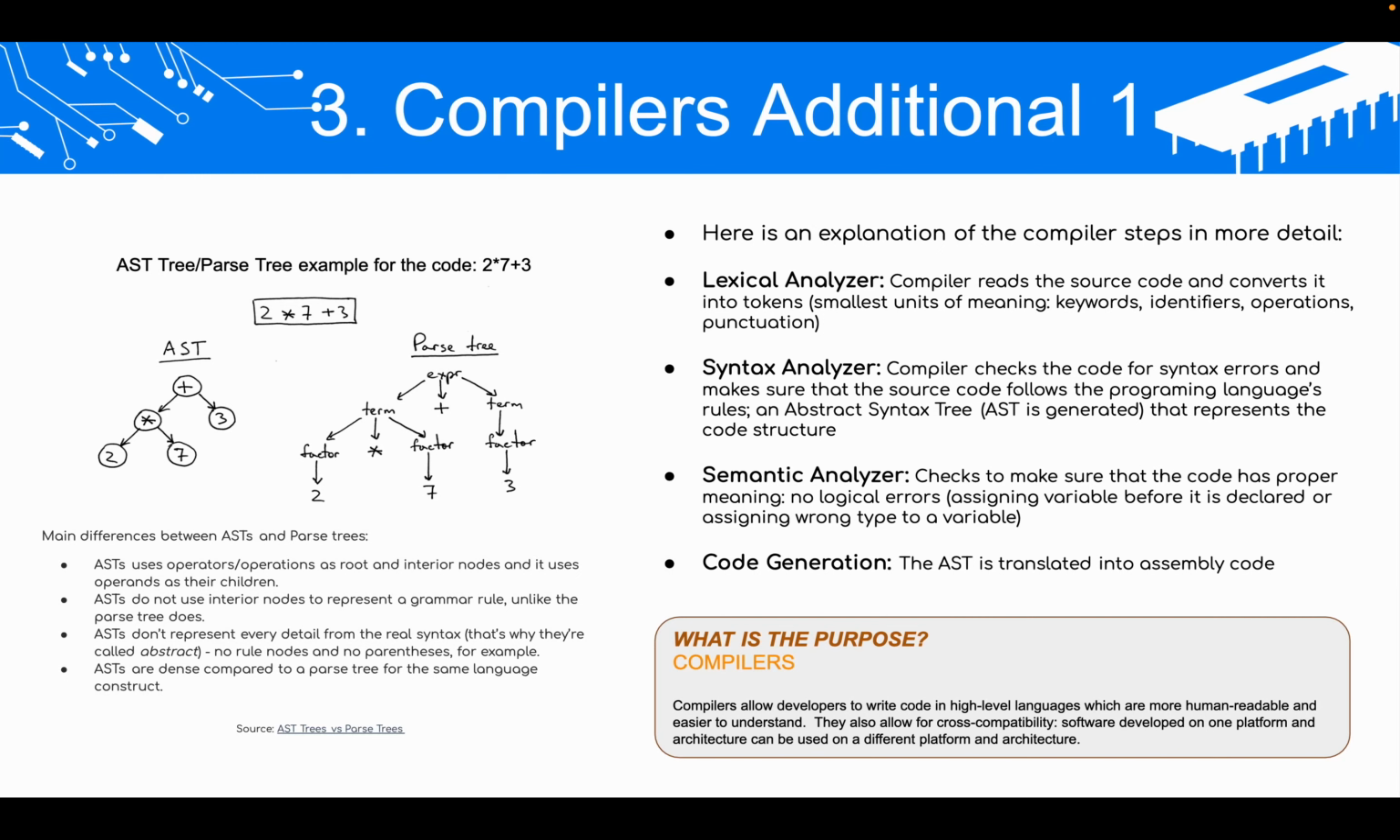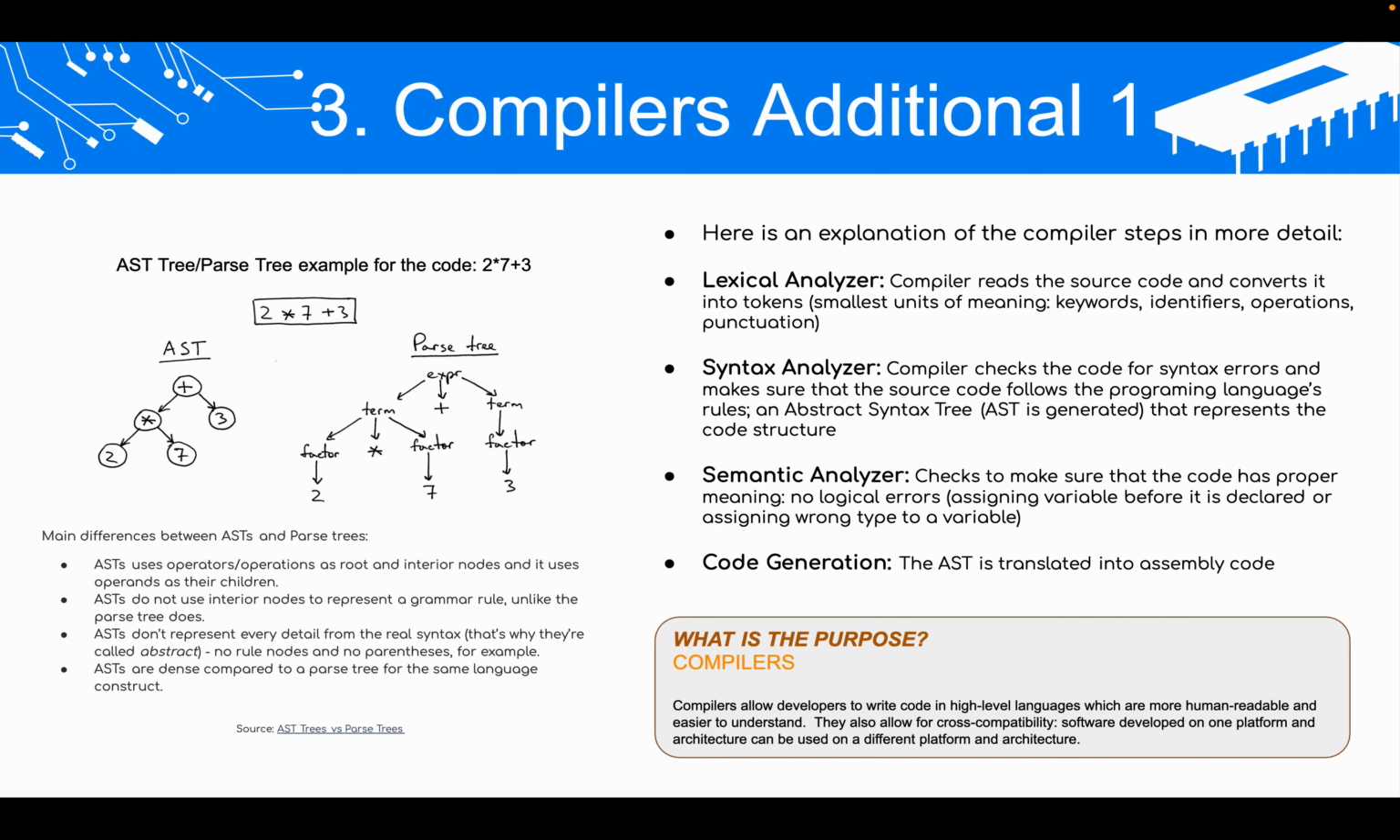First, the lexical analyzer. The compiler reads the source code and converts it into tokens, which are basically the smallest units of meaning, such as keywords, identifiers, operations, and punctuation, such as multiplication and addition. And then the syntax analyzer. In the syntax analyzer, the compiler checks for code syntax errors and makes sure that the source code follows the programming language's rules. An abstract syntax tree, or AST, is generated, and this represents the code structure, as shown to the left with the AST and the parse tree.